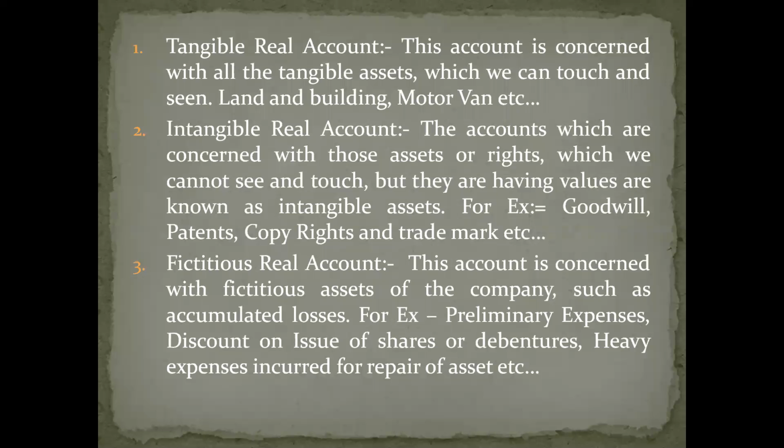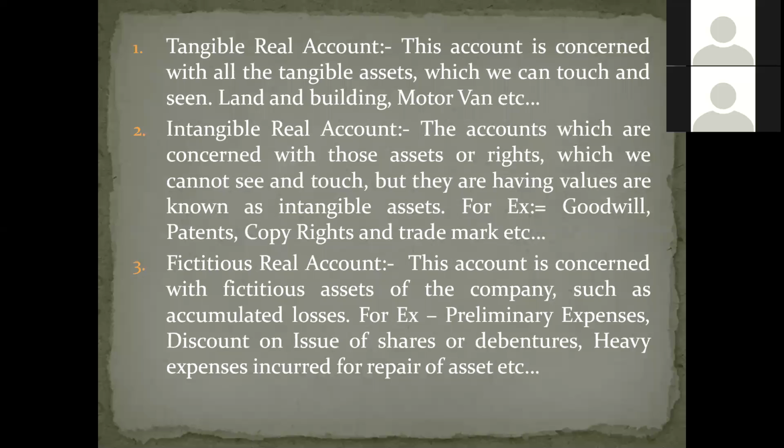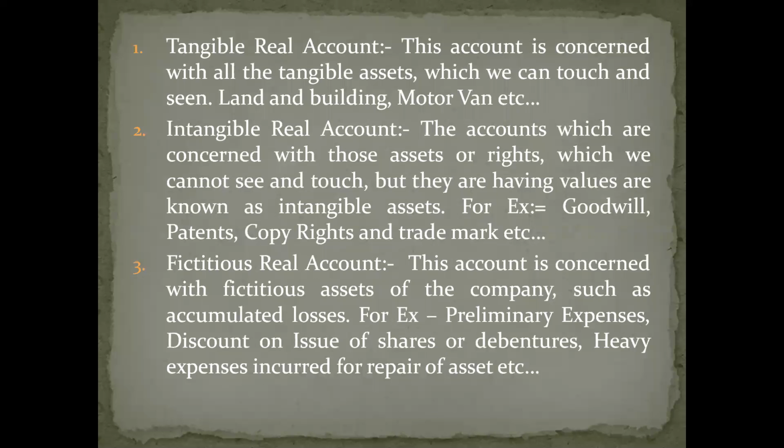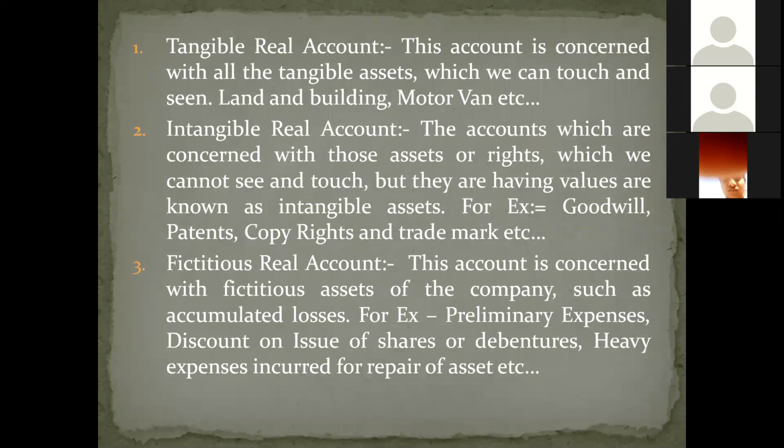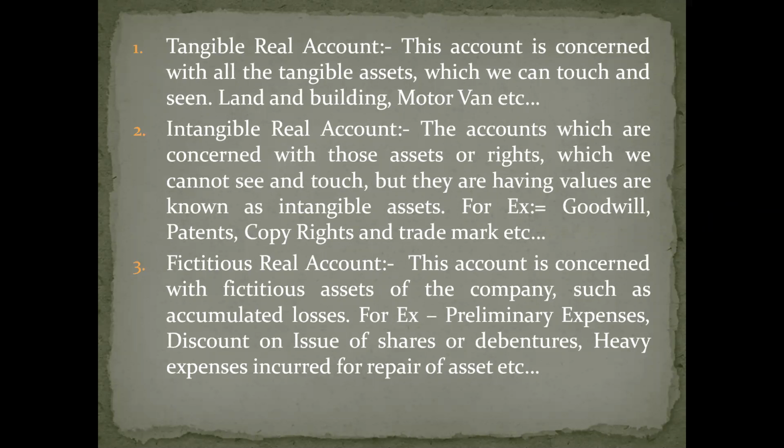So keep in mind, the heavy expenses that incur in the business, or if there are any heavy losses or accumulated losses, such kind of heavy expenses or accumulated losses should be treated as fictitious assets. Best example is preliminary expenses. Preliminary means beginning. It is nothing but registration expenses. And sometimes we'll issue shares and debentures at a discount. So discount on issue of shares and debentures will also be a heavy loss. That is considered as fictitious asset.